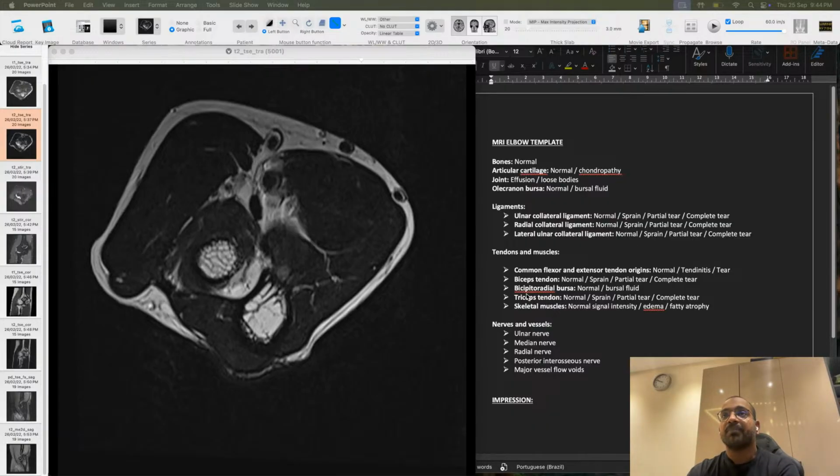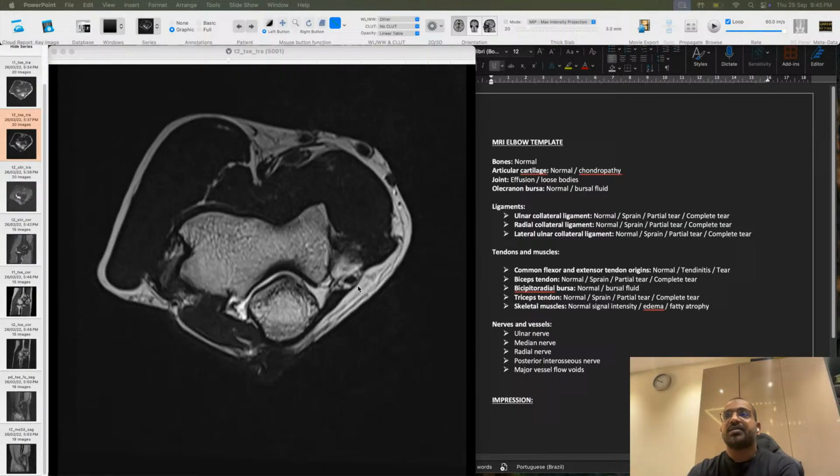Then triceps tendon, other skeletal muscles. Is there an edema, abnormal signal, or fatty atrophy of all these muscles we need to mention? Now, the ulnar nerve, median nerve, radial nerve, posterior interosseous nerve. If we are covering the proximal elbow, we can see the posterior interosseous nerve.